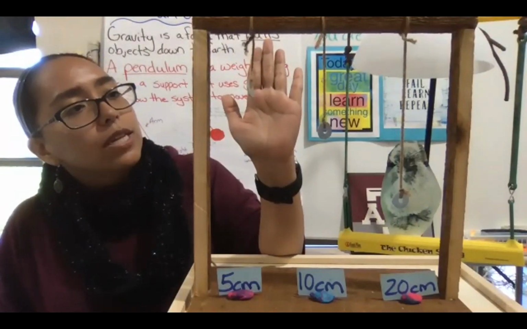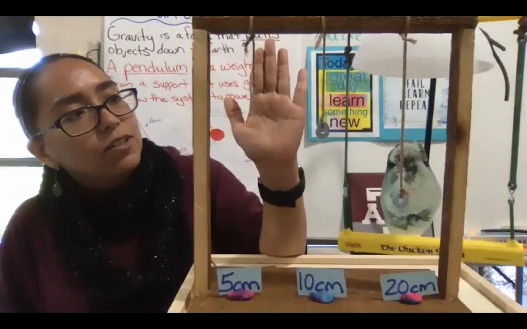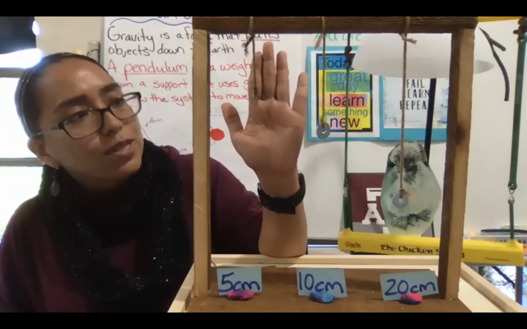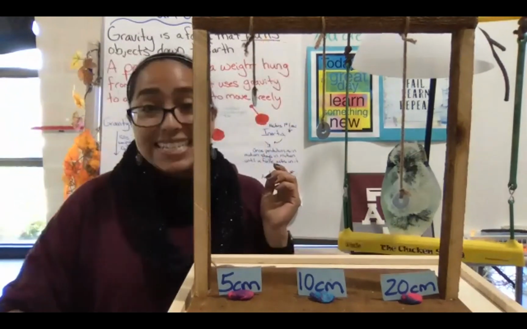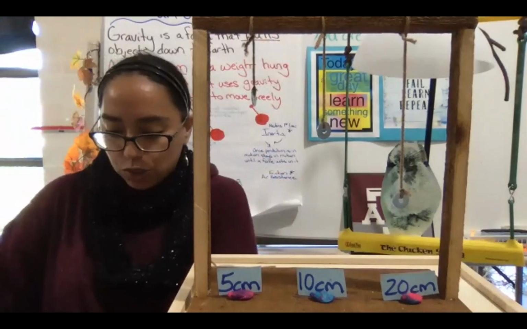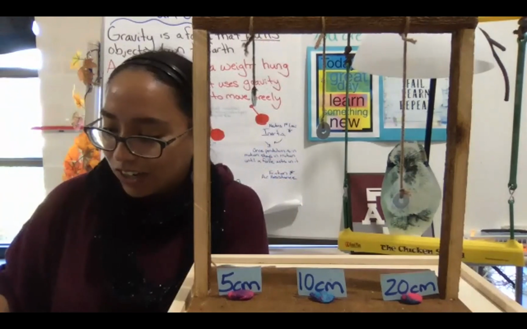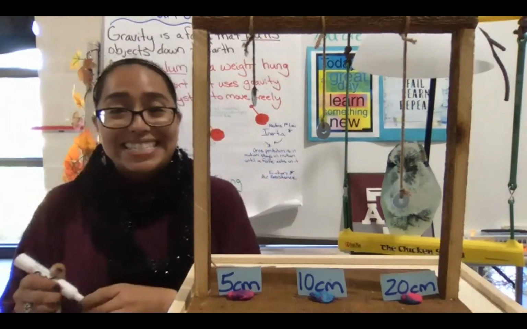1, 2, 3, 4, 5, up to 26. So it's about 26 swings for that short string. So let me go ahead and write our notes down on our little chart here. So for our short string, it has 26.